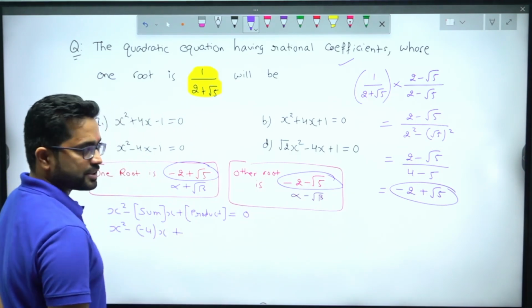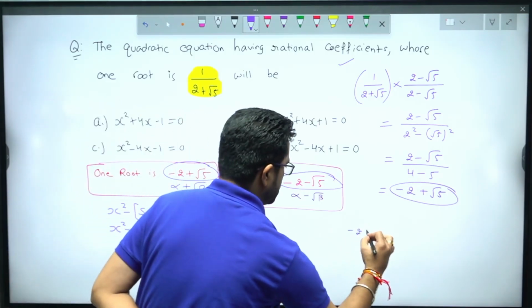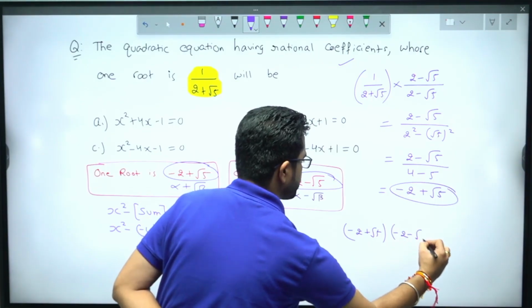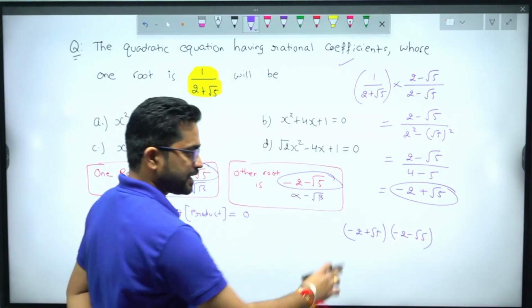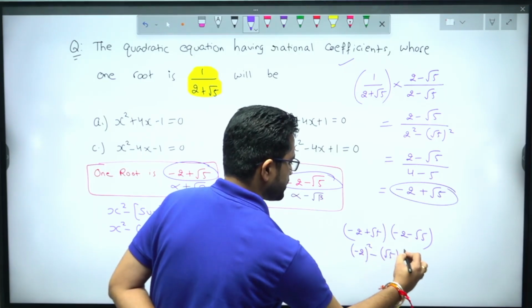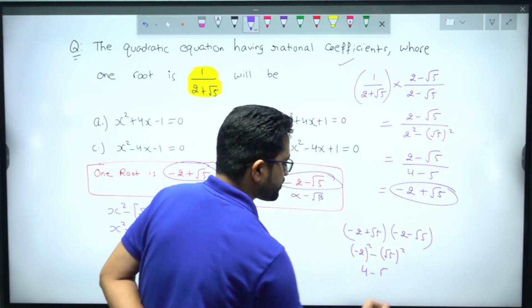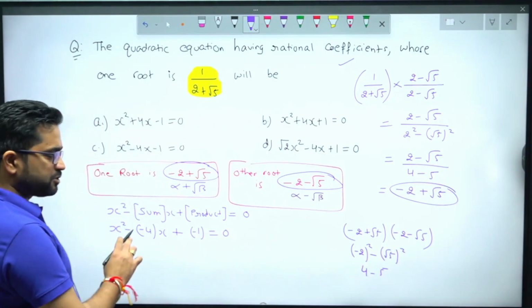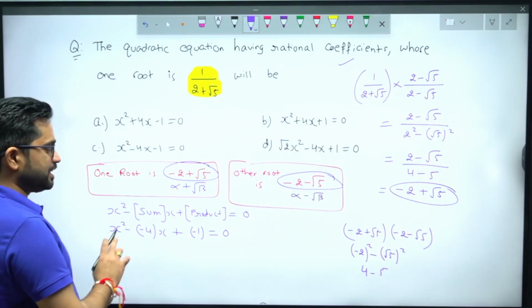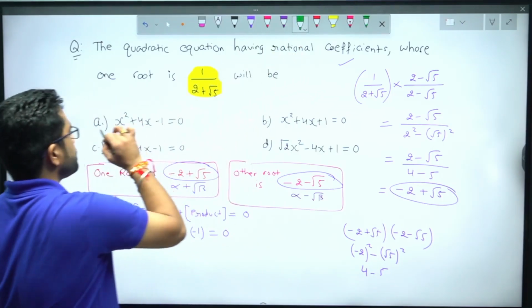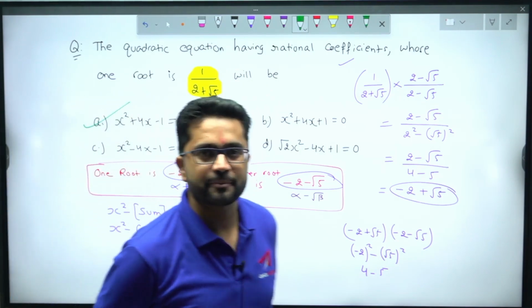And what is the product? Minus 2 plus root 5 into minus 2 minus root 5. What would be the product? Yes, a square minus b square. So this comes out to be 4 minus 5, that is simply minus 1. So finally the quadratic equation comes out to be x square plus 4x minus 1. That seems to be your option A of the given data.